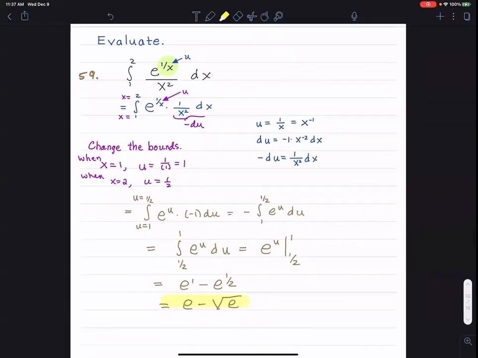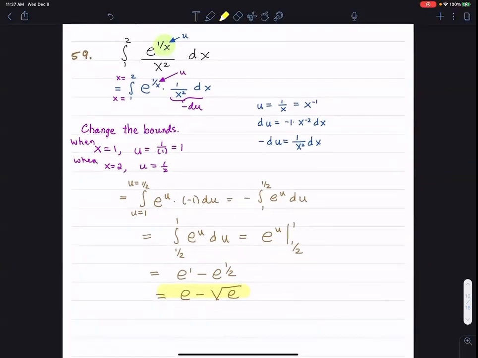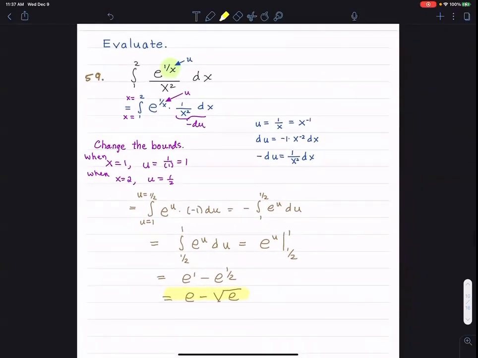All righty, any questions about that? Or anybody say, hey, that's wrong? I want to point something out: e minus the square root of e is a positive number. That makes sense because e to the 1 over x squared is positive on the interval from 1 to 2. So it makes sense that our answer is positive.